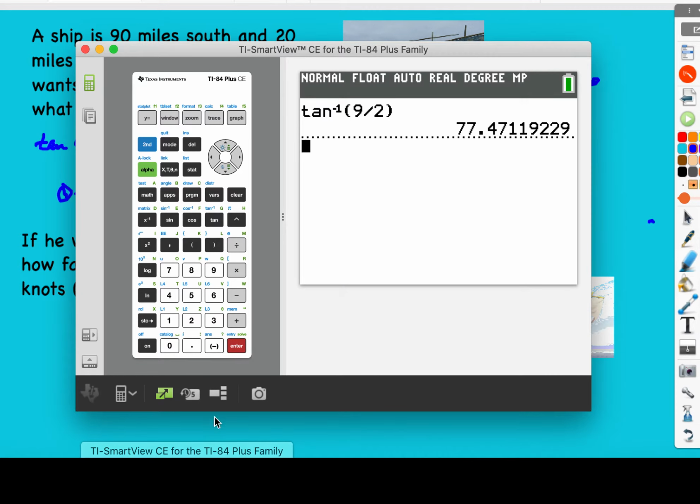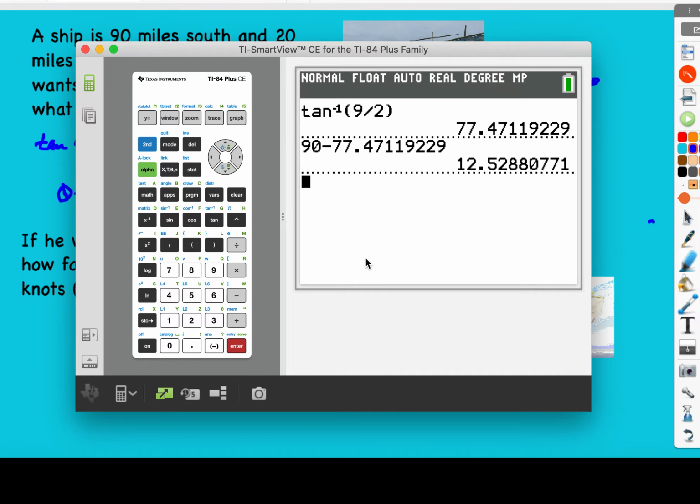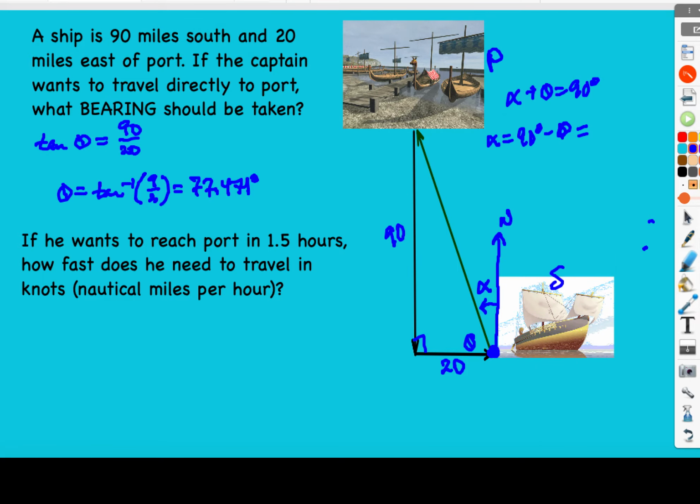So hop back over to the calculator. Let's make sure we're nice and precise. 90 minus our angle. And it looks like 12.529 degrees. And again, that's from the north. And we're going to the west this time. Again, the ship is east of port, but we need to go back to the port. So we need to travel to the west, those 12 degrees. And that would be my answer to that first question.